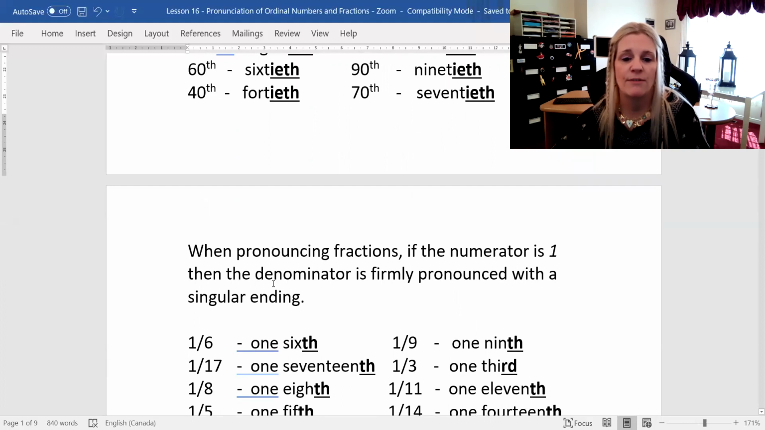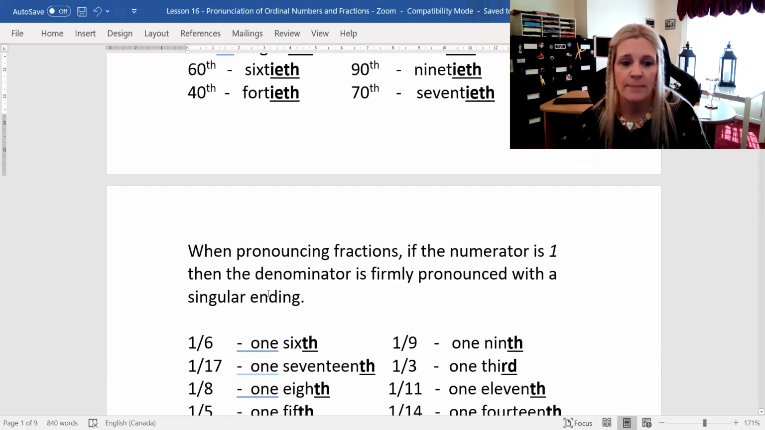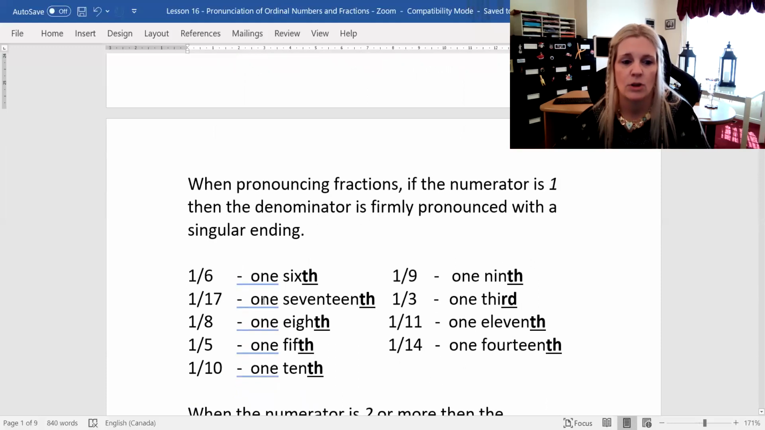Okay, let's look at some fractions, the pronunciation of fractions. When pronouncing fractions, if the numerator, the number at the top, is 1, then the denominator, the number at the bottom, is firmly pronounced with a singular ending. So we would say 1/6, but we have to pronounce that TH at the end.